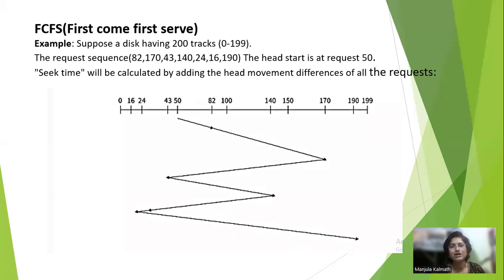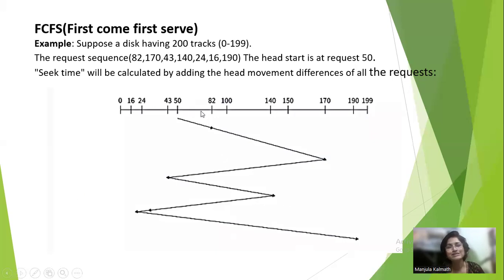And after 170, it has to go for 43. Again it comes back here, 43 it will be giving. And after 143, it has to go for 140. This is 140. And here we have 24. A service for 24 is given. After 24, it is 16. And after 16, directly it comes to 190. This is how it will be giving the service. So these are the files in the hard disk that the read write head will be scanning like this, and while scanning, it goes on giving the services.